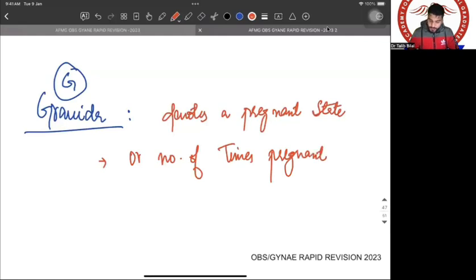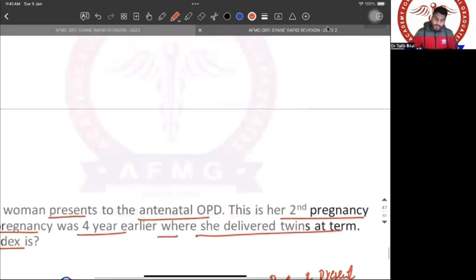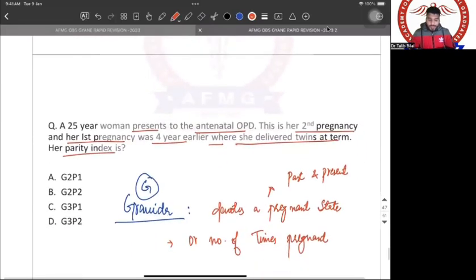Or number of times pregnant. Gravida denotes a pregnant state, past and present. Or you can mention, guys, number of times pregnant. So she was pregnant how many times, guys? It is her second time. So already, guys, P1, P3, G3, P1 and G3, P2 are gone because she is second time pregnant. Doesn't matter she delivered twins, she delivered triplets in the previous pregnancy, but guys, she is pregnant for the second time, second pregnancy. So the gravida is 2.